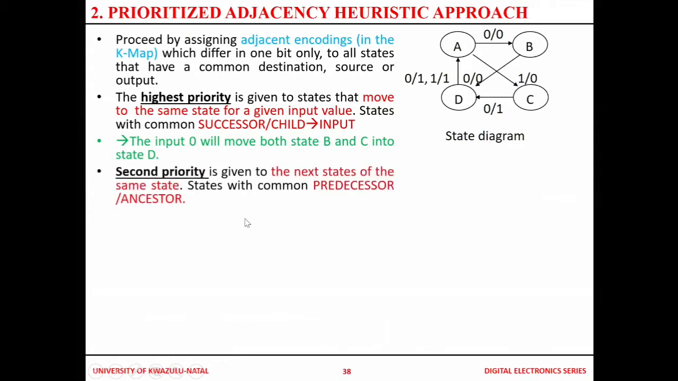Second highest priority is given to the next states of the same state. States with a common predecessor, a common ancestor. That's why it's called successor, predecessor. Which ones are those? Next priority. States which have got a common what? Ancestor. Remember, here we are not talking of an input. Any two states that have got a common ancestor. The first one, you look at the input. The second one, just two states that have got a common predecessor, ancestor, or parent. Which ones are those?